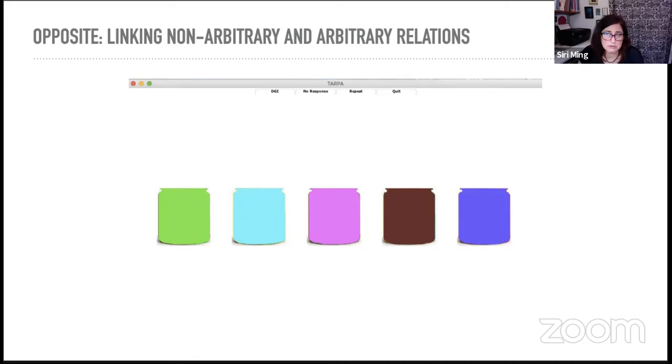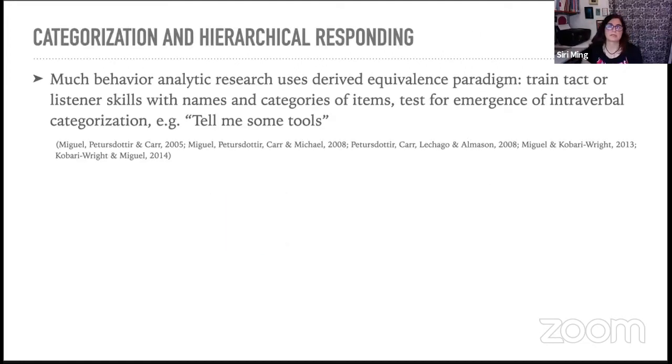Spatial and temporal are also really important and kind of shift into a whole other level, because it has nothing at that point to do with the physical stimuli themselves, even at the non-arbitrary level. It's just that you can see the relation in space or time. And so that's a bit harder. But then the other kind of major line of research that I've been involved with has been on categorization and hierarchical responding and class equivalence.